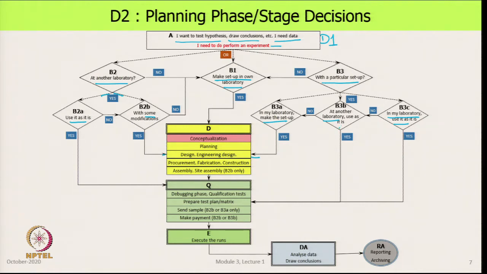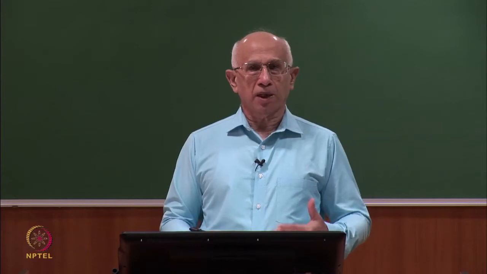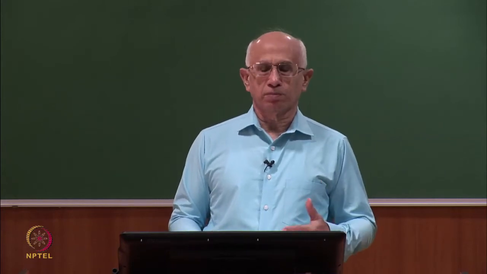If we have a setup which is already there at another lab and we have to just use it as it is, we just come to the debugging and qualification test, where we make the test plan, and continue from there. Or if we already have the setup in our own lab and we can use it as it is, then also the outcome is the same as this one. We prepare the test plan as to what experiments we have to do, and then execute the experiments, analyze the data. So, in both these options we are skipping some of the stages. So, this is the real option that is there in front of you in the experimentation process.